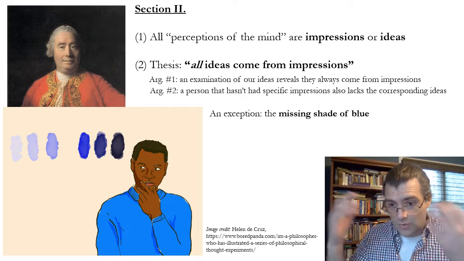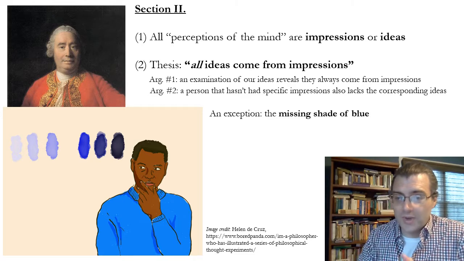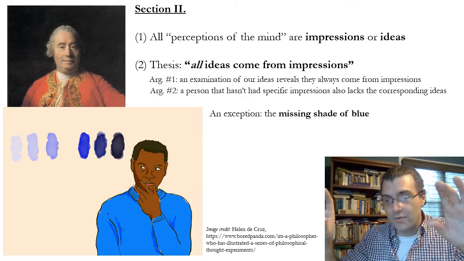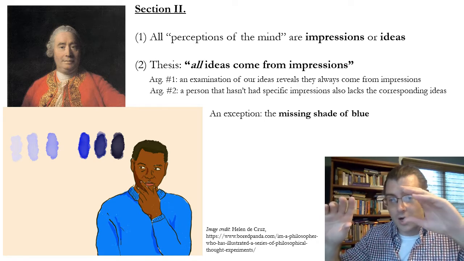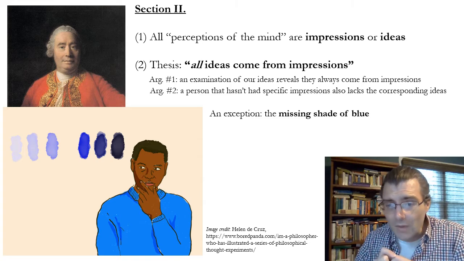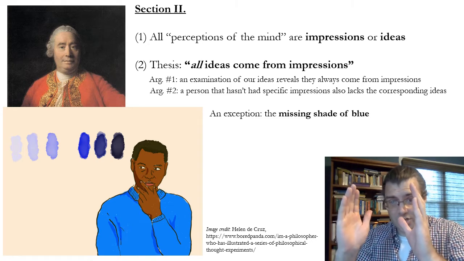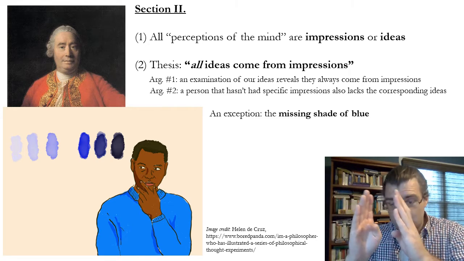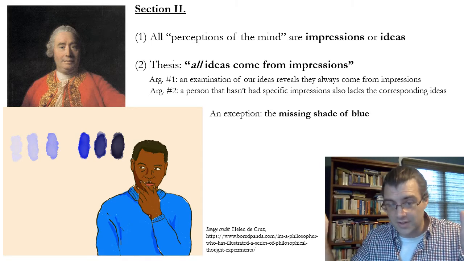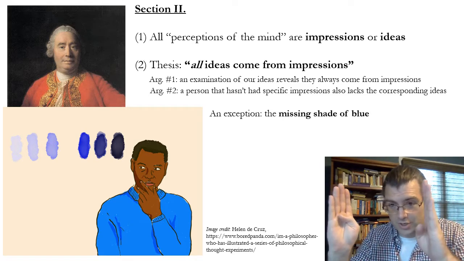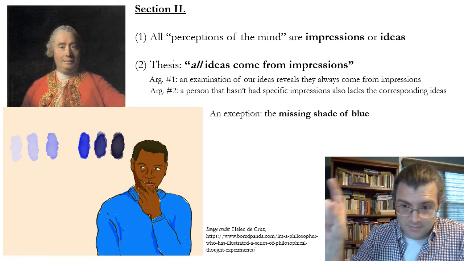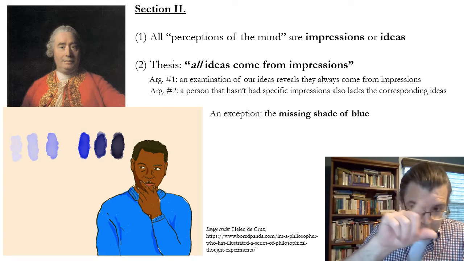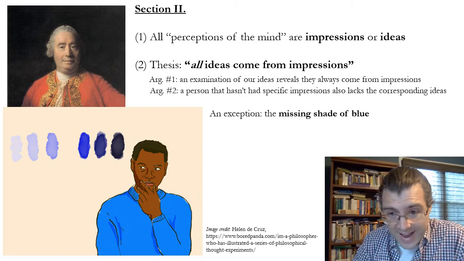So here's what he imagines. He says, imagine we have a kind of color palette. We have a person who's seen a number of different shades of blue, ranging from lighter to darker. And they haven't seen some shades that are intermediate between some of the other shades. So imagine that there's a kind of perfect gradation up to a certain point, and then there's a shade of blue in between some shade of blue that's a bit darker and some shade of blue that's a bit lighter that they haven't seen.